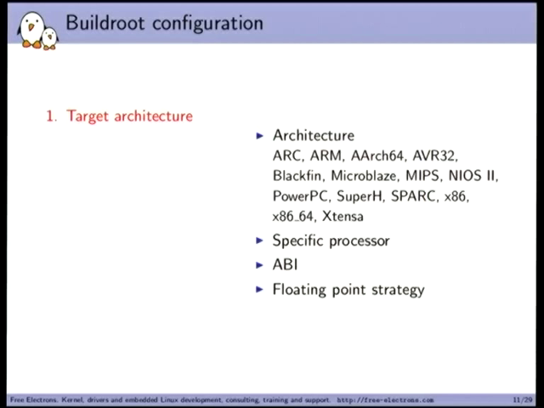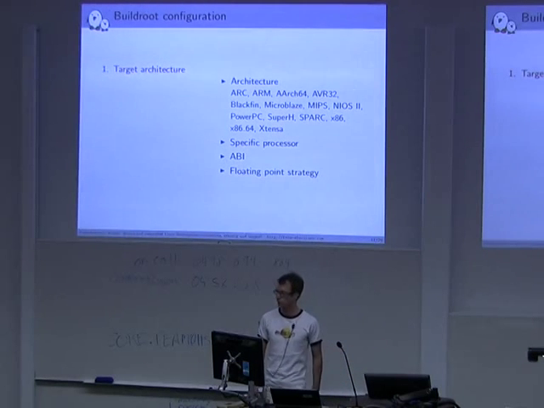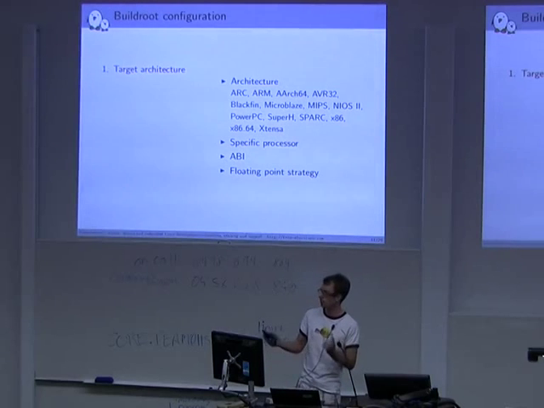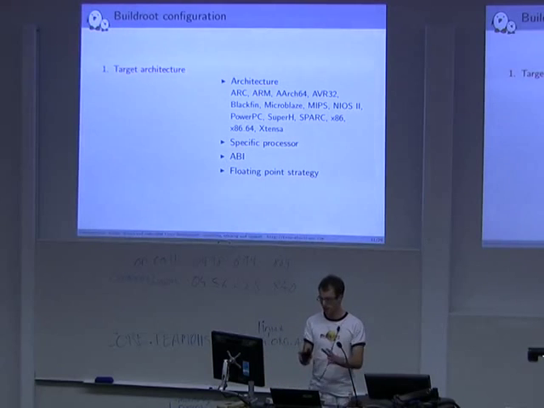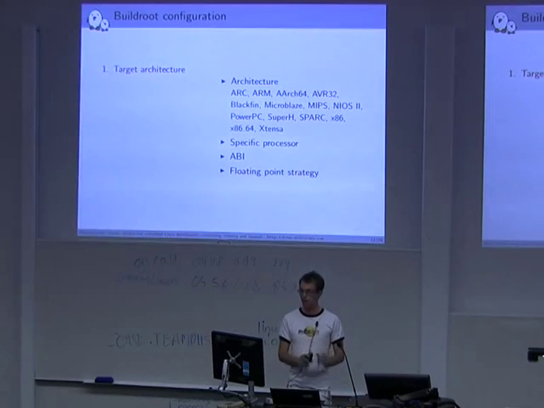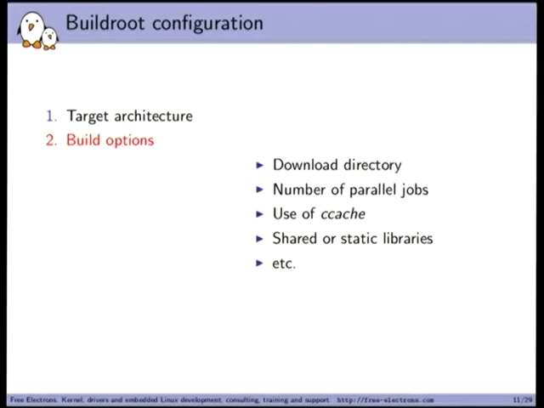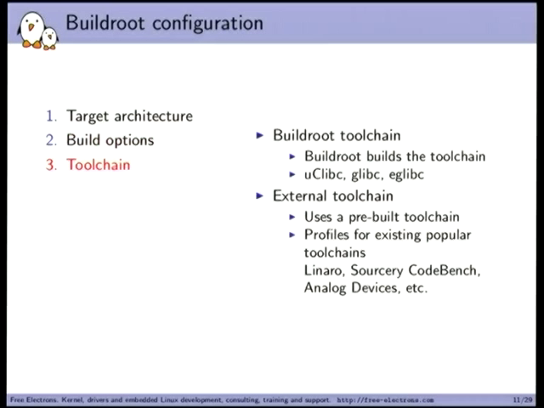First you need to select the architecture, and as you can see there are several of them supported, including ARM64 or SuperH or NIOS2, which are quite weird architectures. And all the more common ones are available. Then in this part, you can also select options specific to each architecture, like the type of processor and what type of floating point strategy and so on. There are also some build options, like where Buildroot is going to download the tarballs, how many things you do in parallel, whether you want to use ccache, and that kind of thing.